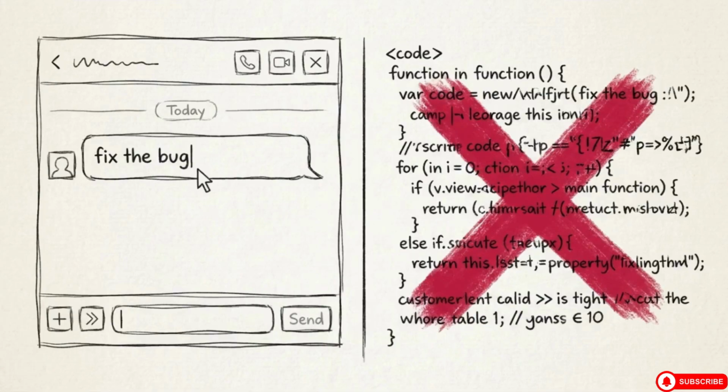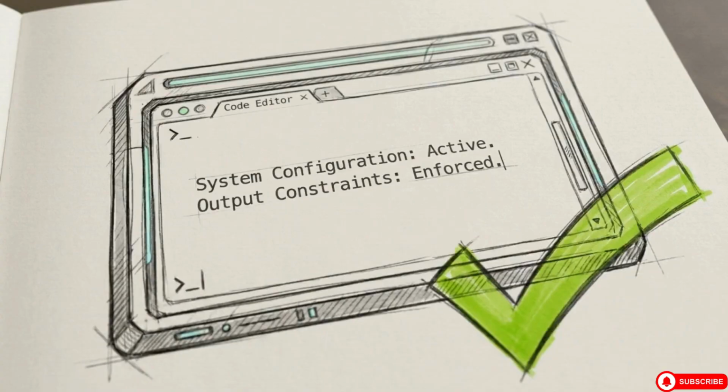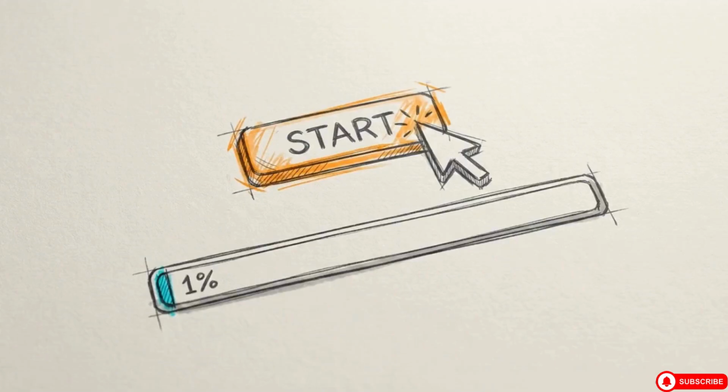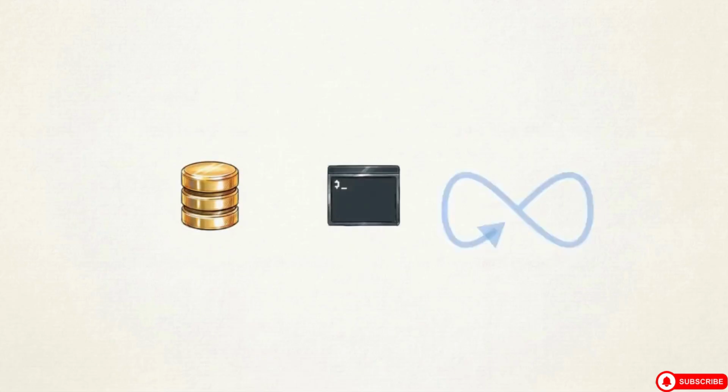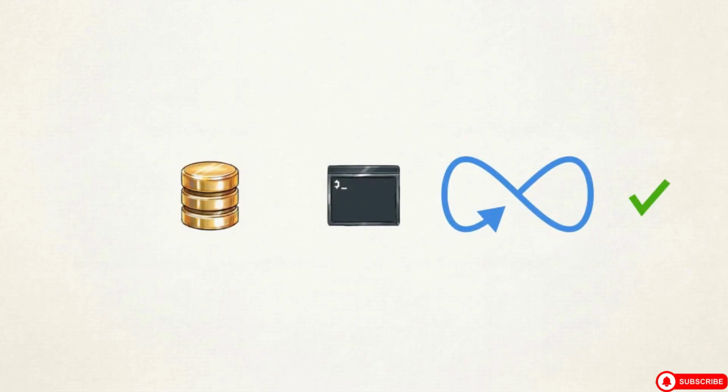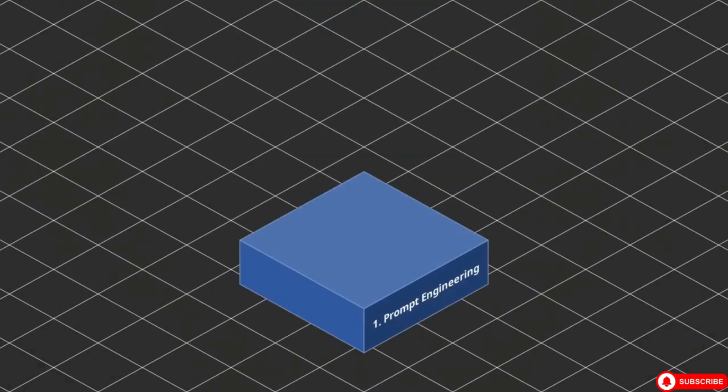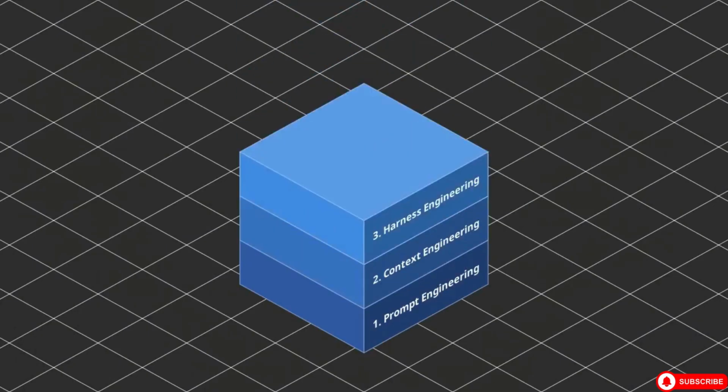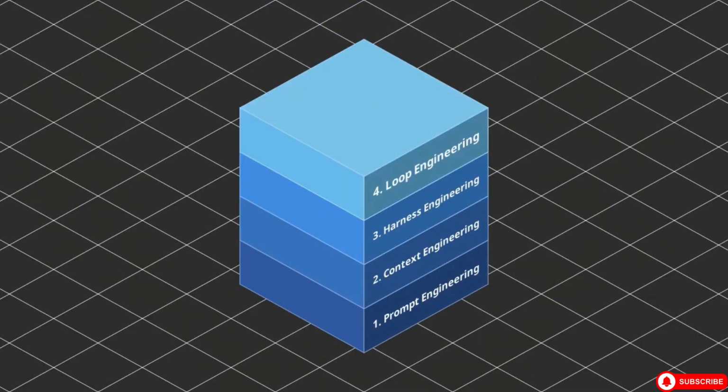A generic request to fix the bug is prone to failure. A stronger prompt assigns a specific role, like a senior Python engineer, and enforces clear rules for the code it outputs. But instructions are just the starting point. To complete a task autonomously, the agent needs to manage its own memory, interact with a terminal, and iterate until the code passes. That requires 3 additional layers of engineering.